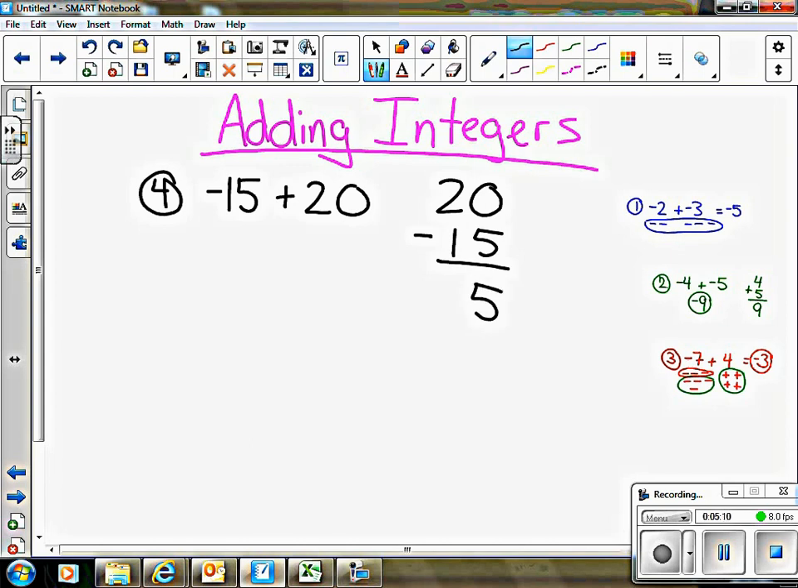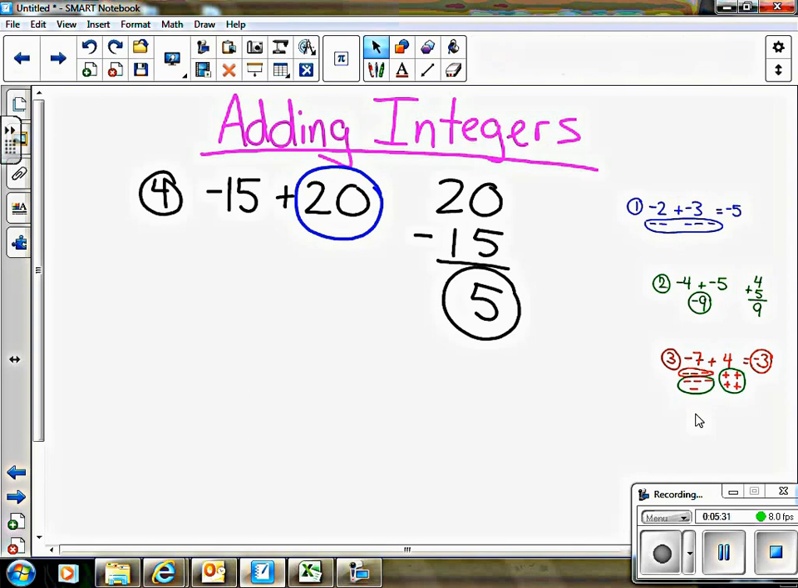Now, I'm going to look back at my problem. I'm going to think which one of these numbers was the bigger absolute value. And in this case, the bigger absolute value was 20. Therefore, since it's positive, this will remain positive. So the answer to negative 15 plus 20 is positive 5. So basically, there are 5 more positive signs than there are negative signs.